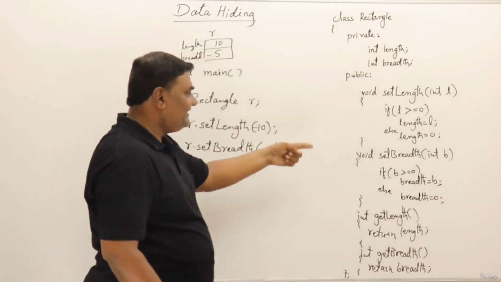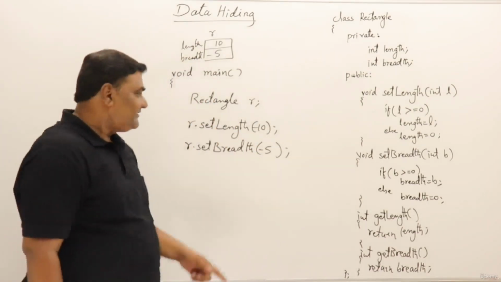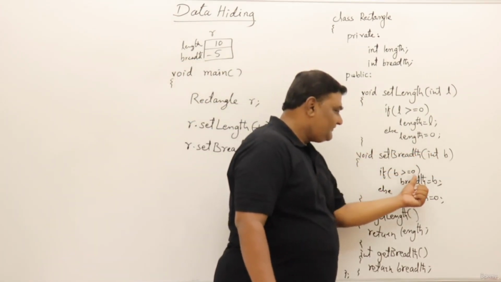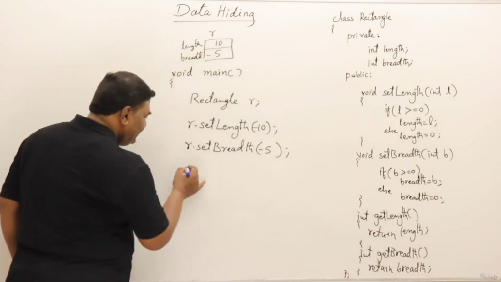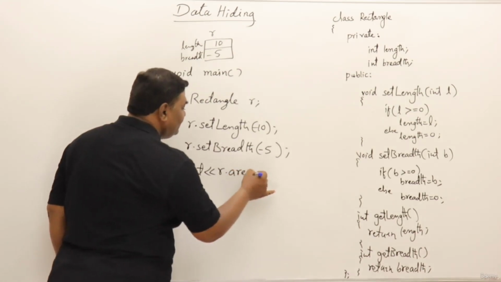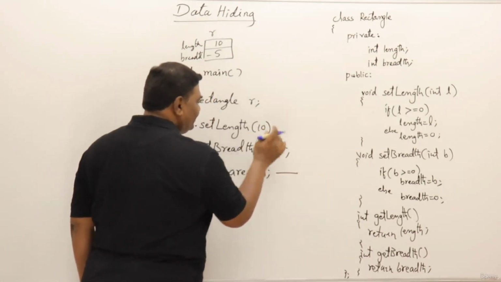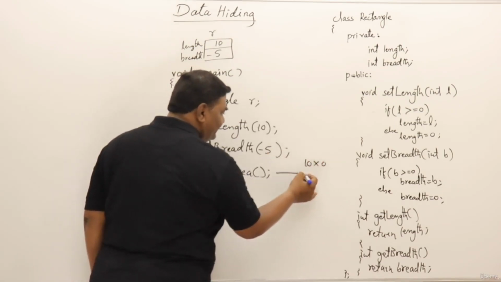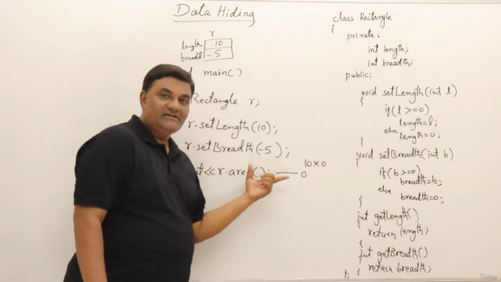Now we have set length and set breadth functions which validate the data and assign it. So if I pass -5, then in this breadth function, -5 is not greater than or equal to 0, so it will set the breadth as 0. If I call area now, cout r dot area, then I will get the answer. Assume length is +10 only. So it will multiply 10 into 0, because -5 has been made 0, then area is 0. Yeah, at least it is not giving a negative result.